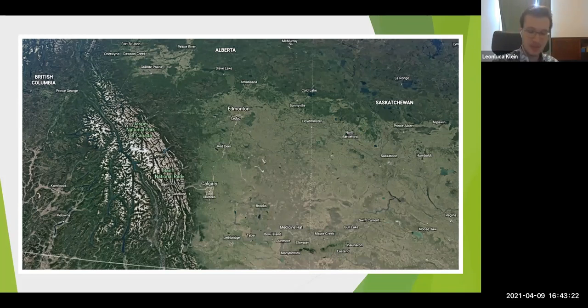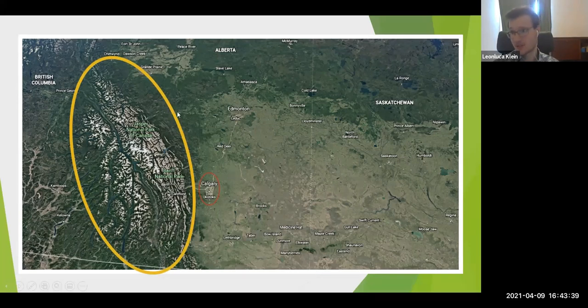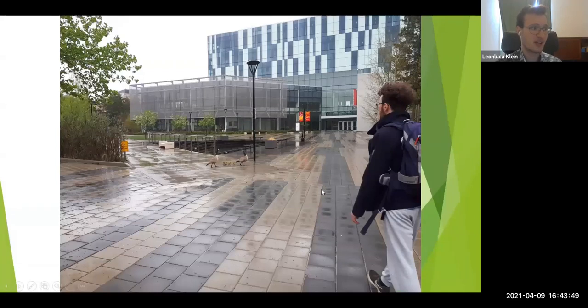A couple of years ago, I did a year exchange in Calgary, that's in Canada, and that's what Calgary is. Calgary is basically at the forefront of the Rocky Mountains, so it's very much associated with geology on all levels, right? This is the University of Calgary, the library, and you can see some little ducklings walking there. I took a picture a while ago.